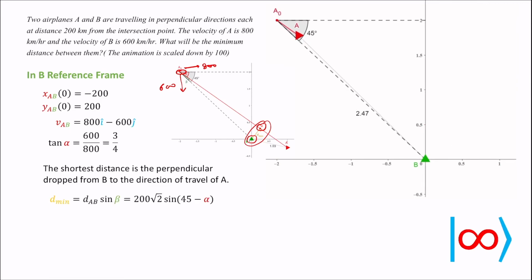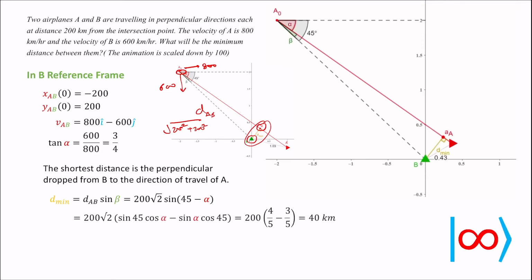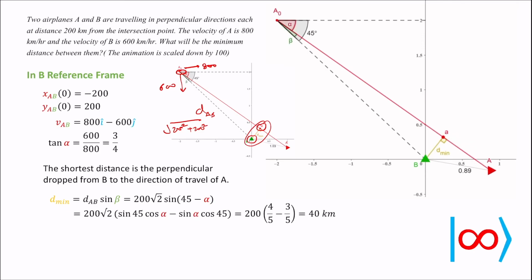The distance AB is 200 square root 2 times sine of 45 minus alpha. We can expand sine of 45 minus alpha as follows. As tan alpha is 3 by 4, sin alpha will be 3 by 5 and cos alpha will be 4 by 5. This gives the required distance as 40 km. As you see, in this frame, all the equations are simpler.